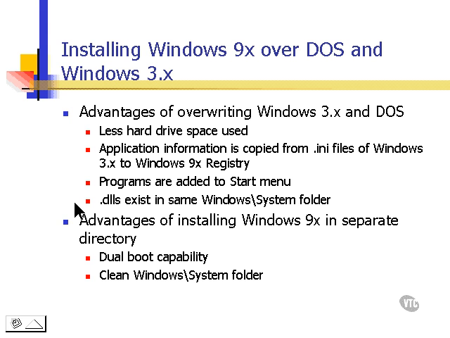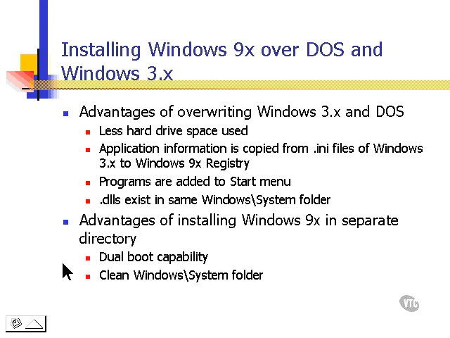In other words, the DLLs will be created in the same place, and we won't have any configuration problems. Advantages of installing Windows 9X in a separate directory are dual boot capability. In other words, we can keep our Windows 3X operating system if there are some applications that are working better on Windows 3.x than they work on Windows 95. And also a clean Windows system folder. In other words, we've got a Windows system folder that has its own files for Windows 3X, and we have a Windows system folder that has its own files for Windows 9X.